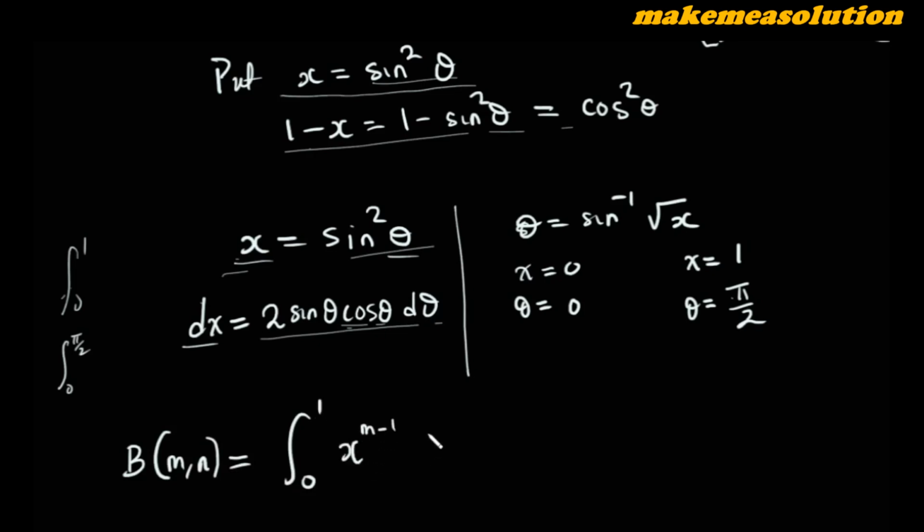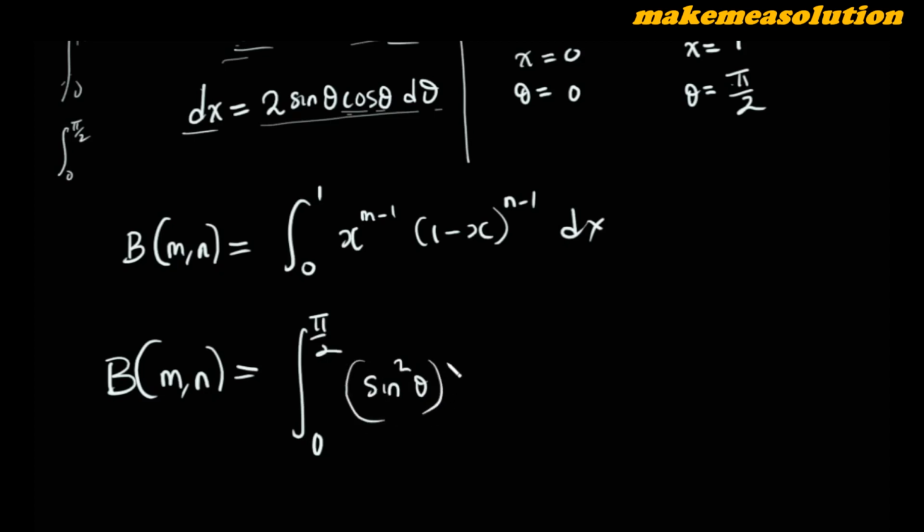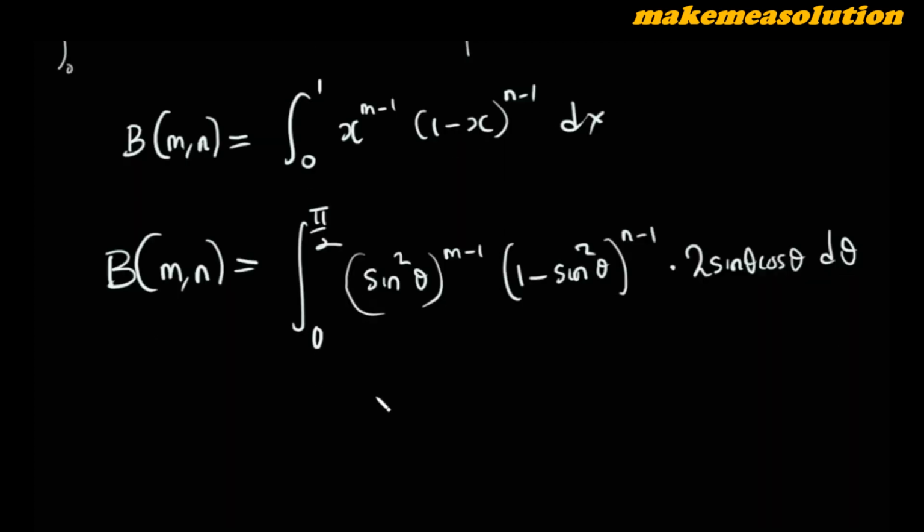So for our beta of m comma n, which we established as the integral from 0 to 1, x to the m minus 1, then 1 minus x to the n minus 1 dx, the integral has now transformed to this form: beta of m comma n is the integral from 0 to pi over 2, then x is sine square theta to the m minus 1, then 1 minus x is 1 minus sine square theta to the n minus 1, then dx is 2 sine theta cos theta d theta. Is that okay?